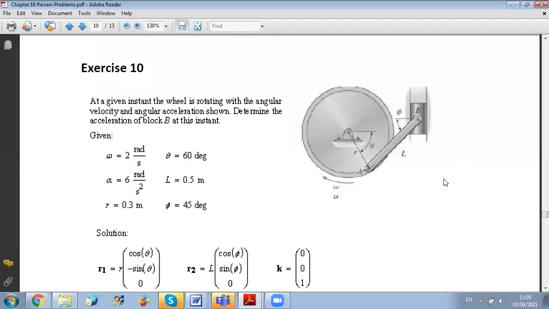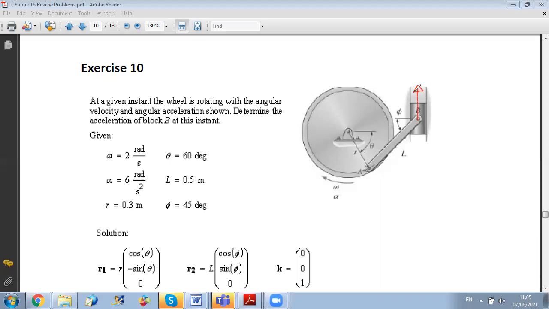So at a given instant, the wheel is rotating with the angular velocity and angular acceleration shown. Determine the acceleration of block B at this instant. So in this problem, we have several rigid bodies connected to each other. We have the wheel and rod AB, and motion of the wheel will be connected to motion of AB. And our purpose is to calculate the acceleration of block B.